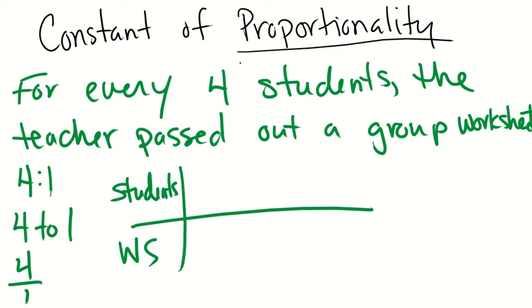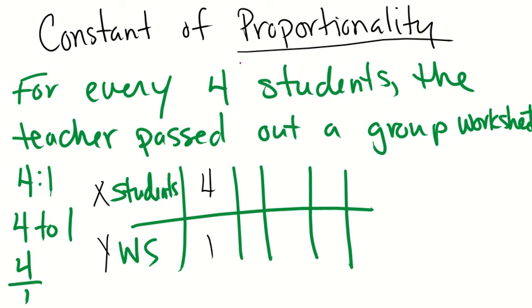And then just to add that extra level of understanding in, since students is what we determine first, the number of students is independent, so that's X, and the number of worksheets is Y, depends on the number of students. So if I have 4 students, I have 1 worksheet, and I could then continue figuring this out. If I have twice as many students, twice as many worksheets, then 4 times 1, 4 times 2, 4 times 3, 1 times 3, 4 times 4, 1 times 4. There's that pattern going on there.